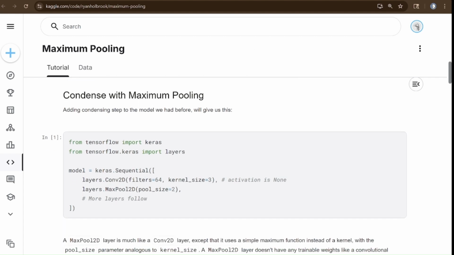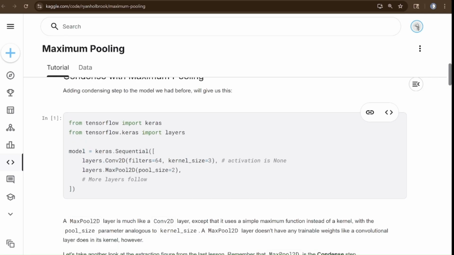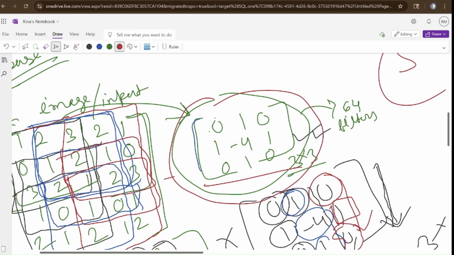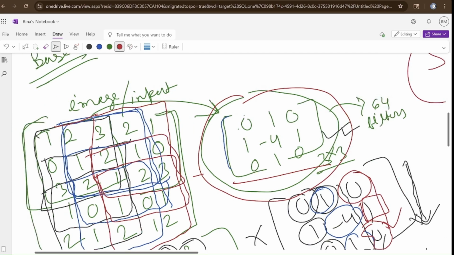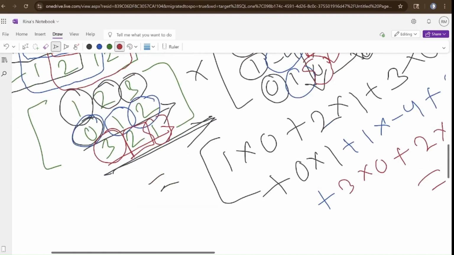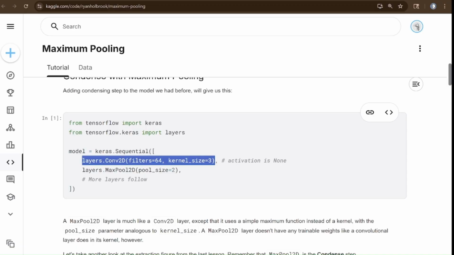Okay, now condense with maximum pooling. See, Keras imported, layers imported, same keras.Sequential, and this one we have already understood is a convolutional layer. Filter, you are using 64 filters and kernel size equal to 3. If you remember, let me show you. This was the kernel size, 3 by 3, 3 rows, 3 columns, and you are taking 64 kernels or 64 filters, and you are imposing this on the image and trying to get the features, right? This is done by the convolutional layer.